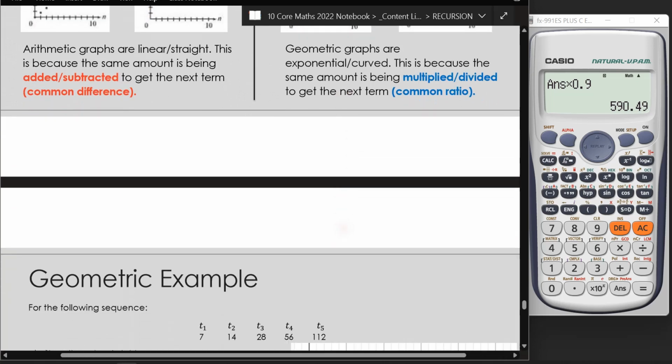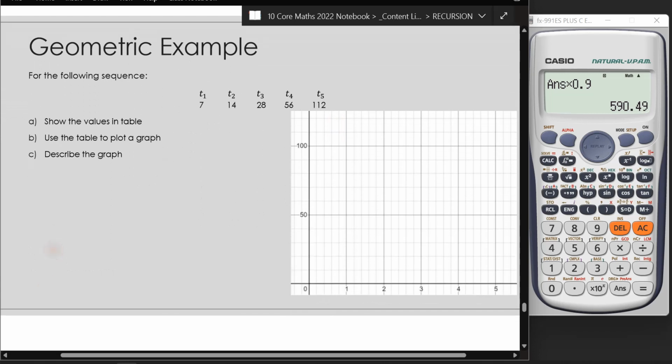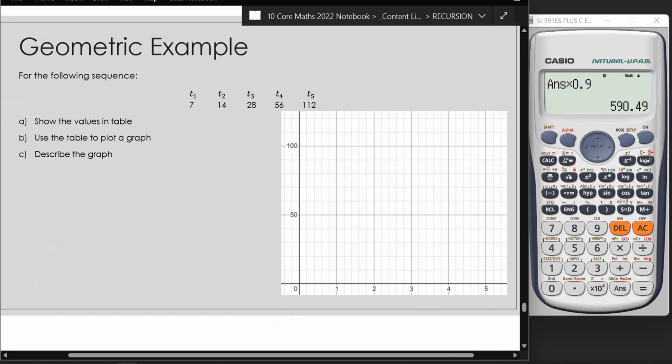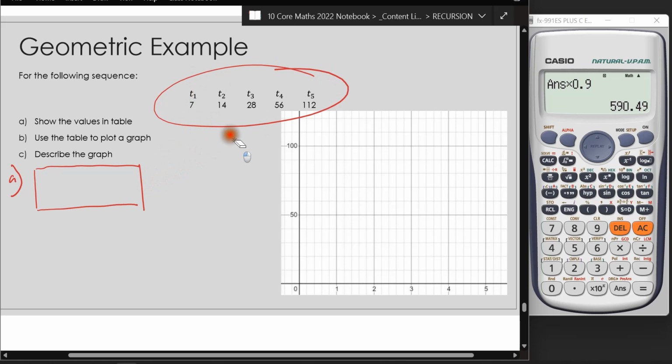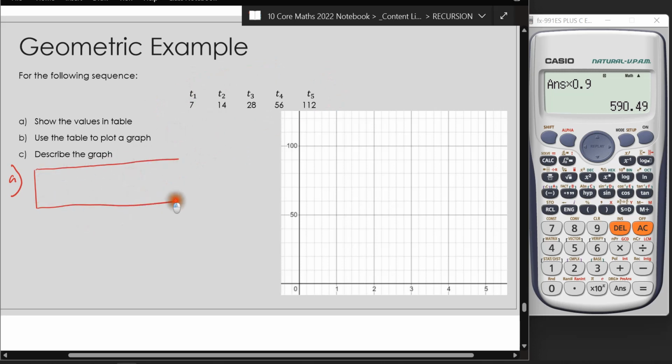Okay, let's test that. All right, so for this sequence, show the values in a table, plot the table on a graph, and then describe the graph. All right, let's do this. So, question A, show this in a table. We've done this before. The tables aren't that hard to do. Just make sure you understand it's an X and Y table like this, and you need to put all these numbers in that table. So, just make sure you've got enough space to put your numbers in.